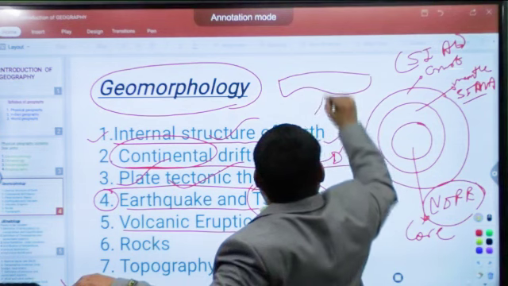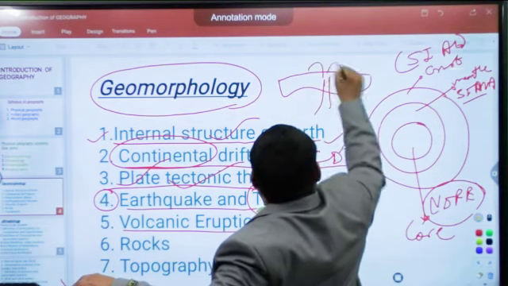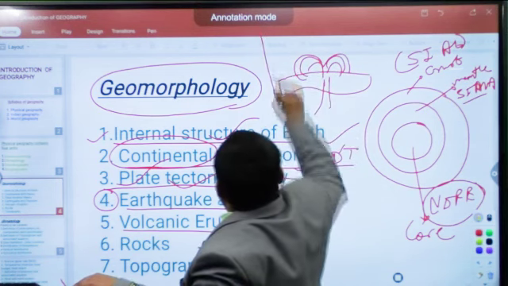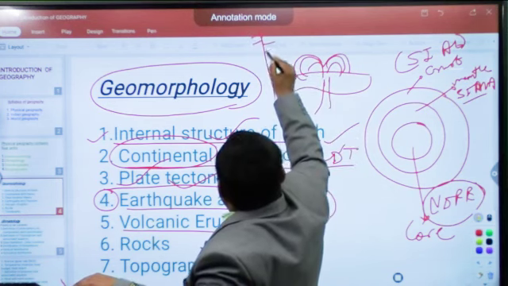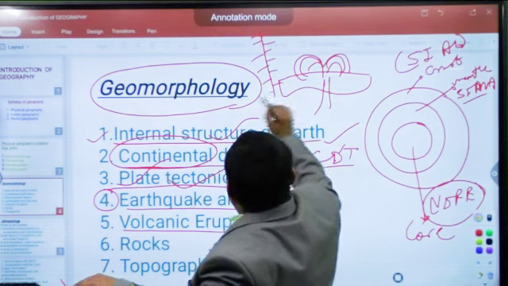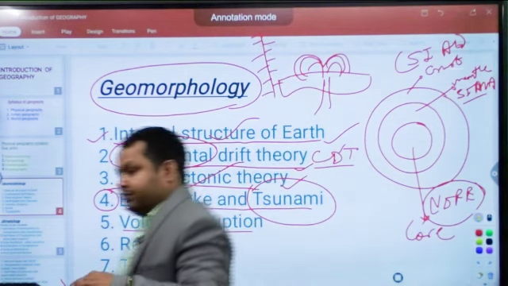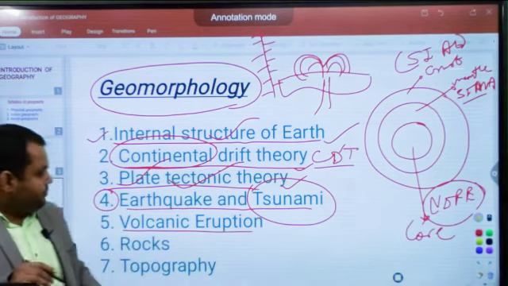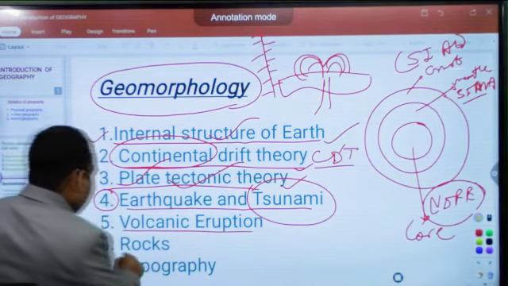If eruption takes place centrally, it is called central eruption, and when eruption takes place along a line, linearly, then it is called fissure eruption. Right? The next topic is rock.